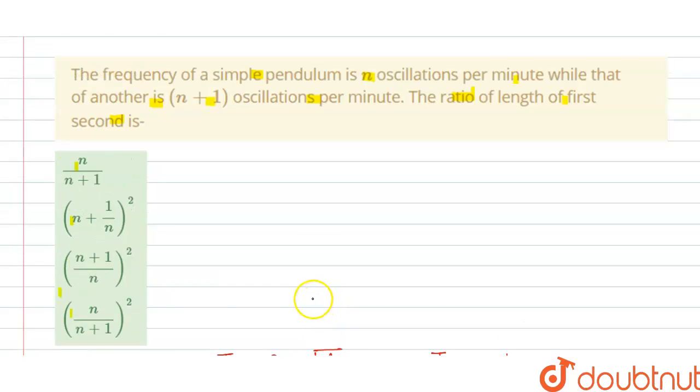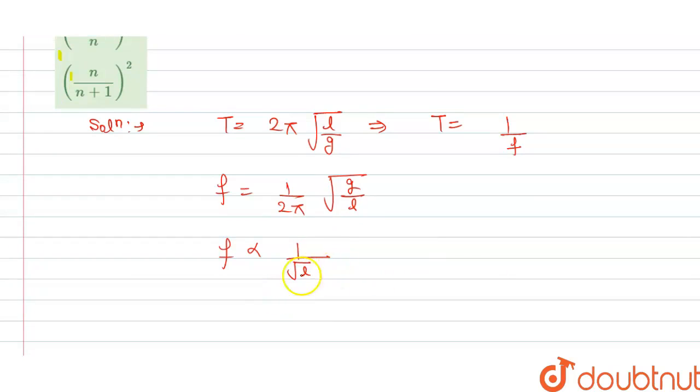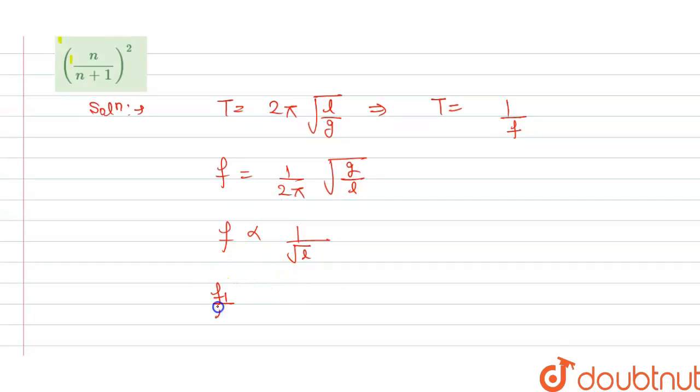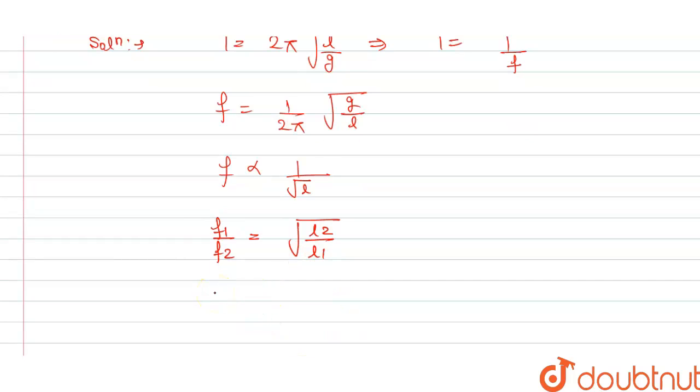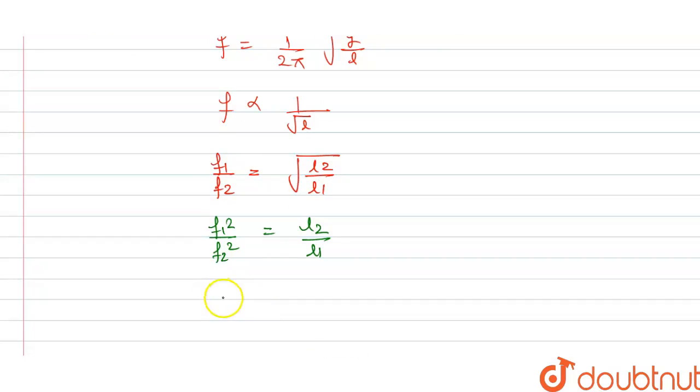So we have the lengths of the pendulums, and from this we can say that frequency 1 divided by frequency 2 is equal to the square root of length 2 divided by length 1. If we square on both sides, we get frequency 1 square divided by frequency 2 square is equal to length 2 divided by length 1, but we have to take L1 divided by L2. So we can write this as F2 square, that is frequency 2 square, divided by frequency 1 square.